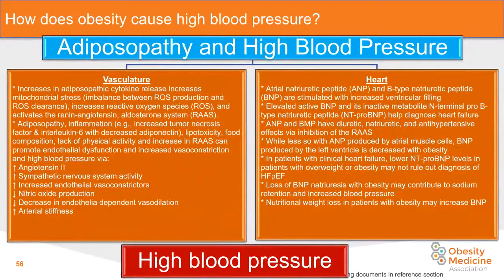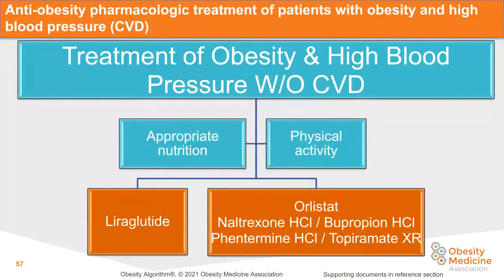The vasculature can be affected by the increase in angiotensin 2 and sympathetic nervous system activity, increased endothelial vasoconstrictors, decreased nitric oxide production, decreased endothelial-dependent vasodilation, and increased arterial stiffness. All these things happen with overweight and obesity. And then, of course, the heart, for the reasons we mentioned, can also be directly and indirectly affected.